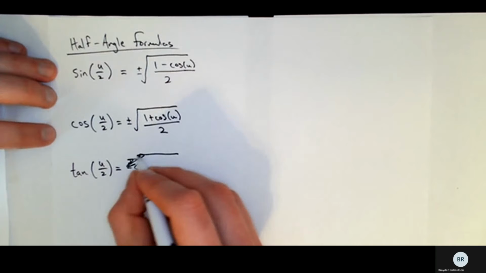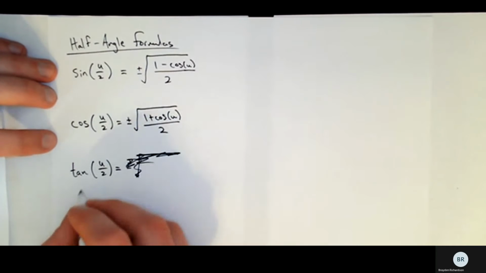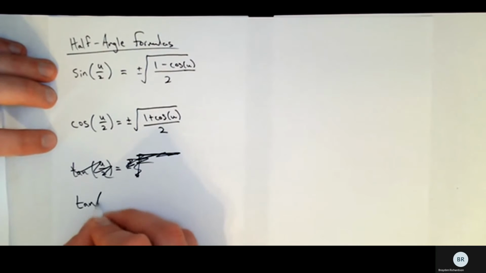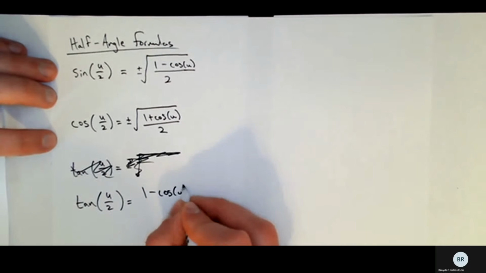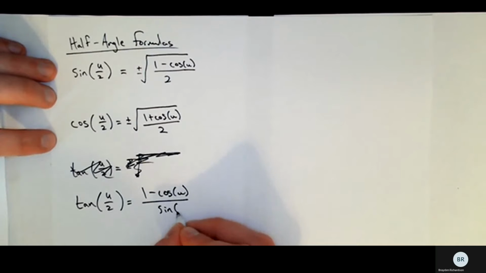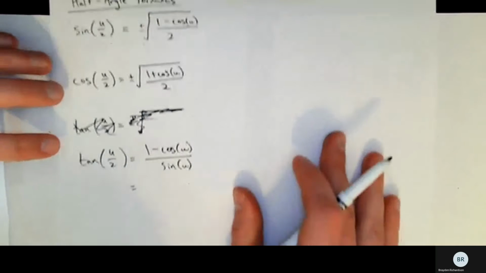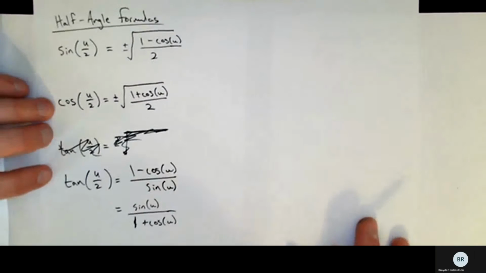Oops, I didn't mean to write that. Tangent of u over 2 is 1 minus cosine of u all over sine u, or conjugate paired, sine of u over 1 plus cosine of u. All right.